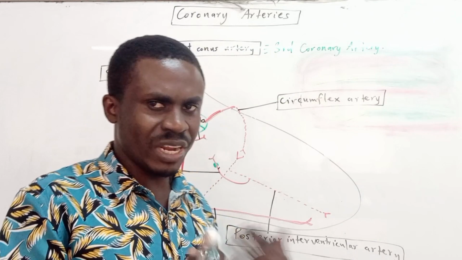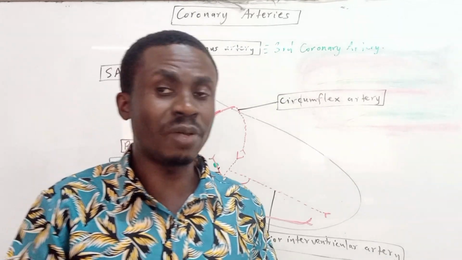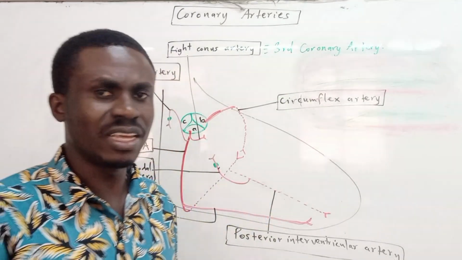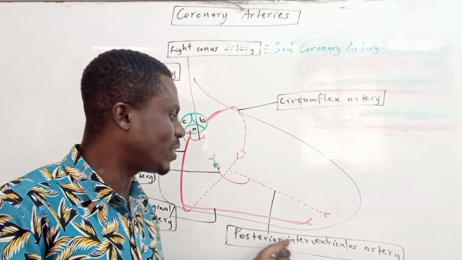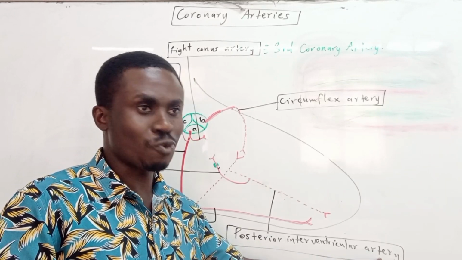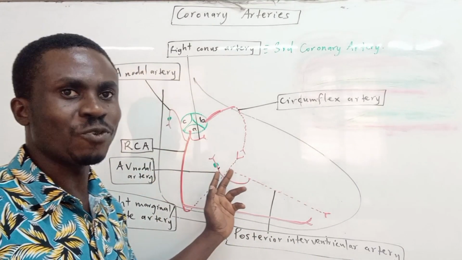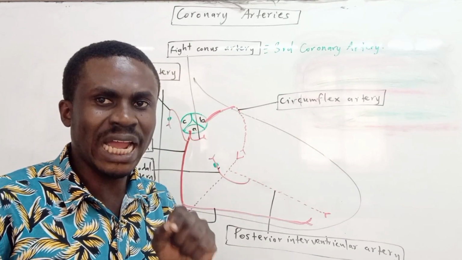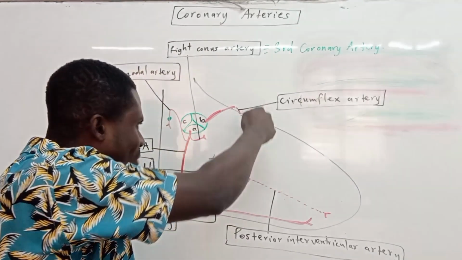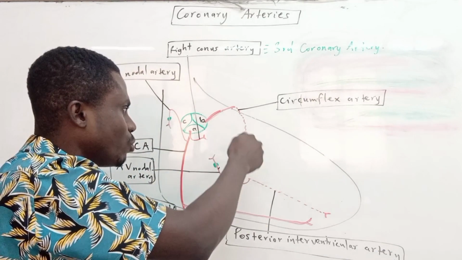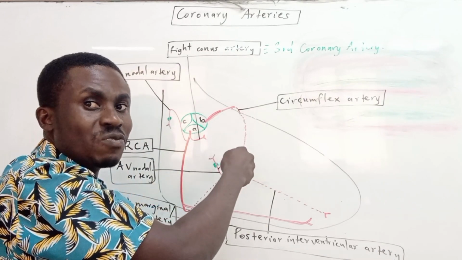Now, this is where I bring in the cardiac dominance again. Please pay attention to the cardiac dominance thing. I told you that for most cases, this posterior interventricular artery is contributed by the right coronary artery. But sometimes, because the circumflex also runs in the posterior interventricular groove, it can also give off the branch.